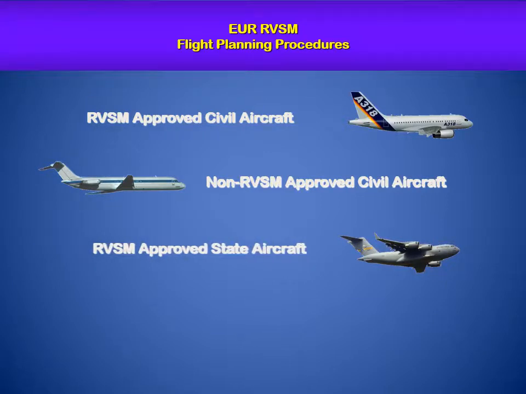RVSM approved state aircraft. Operators of RVSM approved state aircraft are required to insert the letter M in item 8 and the letter W in item 10 of the ICAO flight plan form, regardless of the requested flight level. For the purposes of EUR RVSM, only aircraft used in military, customs and police services qualify as state aircraft.